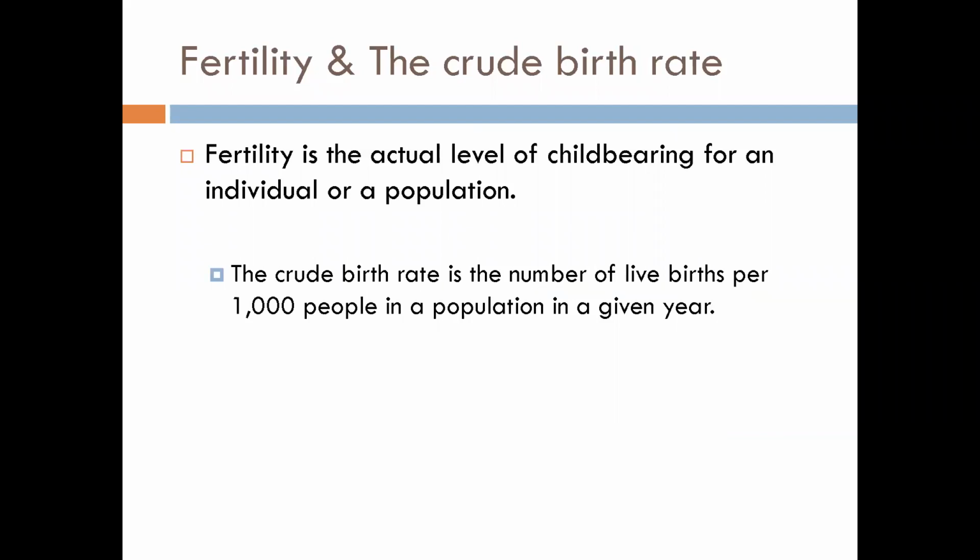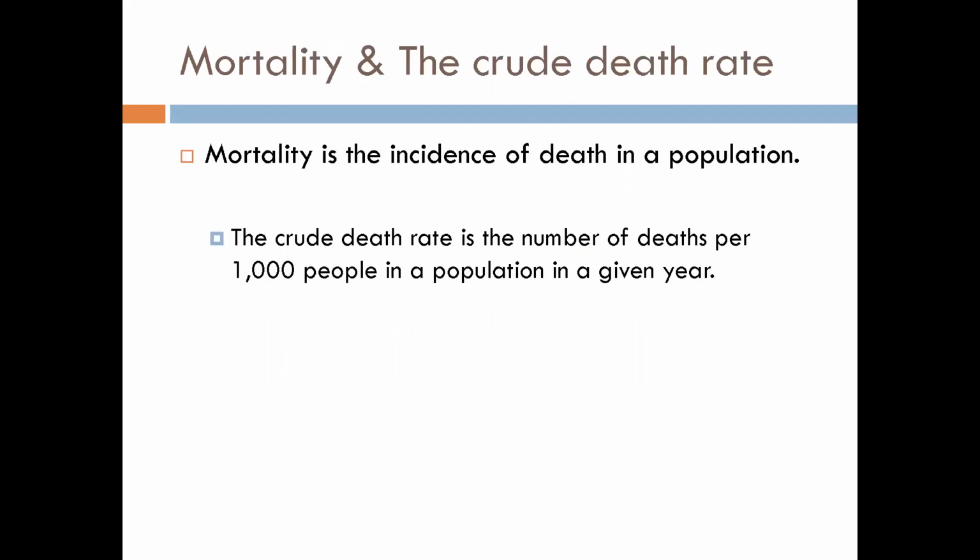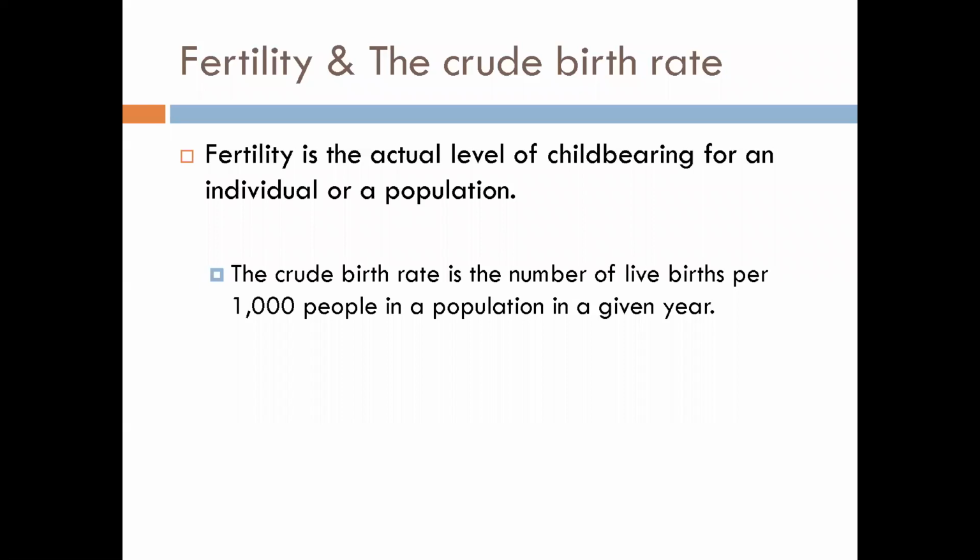The next title is fertility and the crude birth rate. And after that, mortality and the crude death rate. We have two parts, fertility and mortality. The crude birth rate, the crude death rate. Okay. Fertility is the actual level of childbearing for an individual or a population.